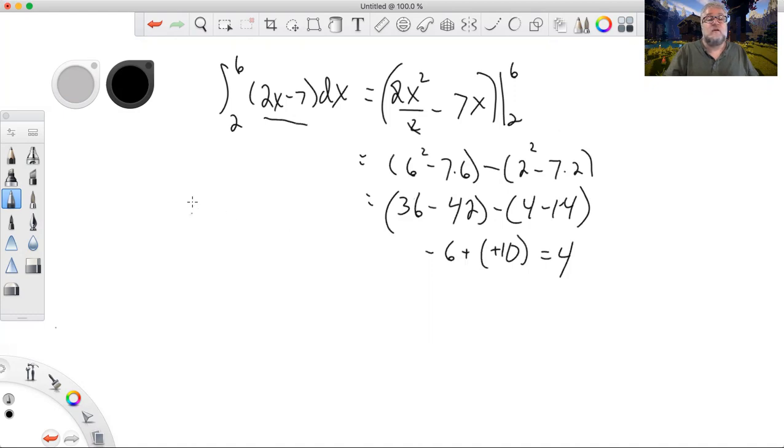That is a line, has a slope of 2, a y-intercept of -7. So it goes up like that. And we just found the area from 2 to 6, something like that. And we have this positive area and this negative area. And we add all that stuff up and we got an area of 4. That's what we just did.